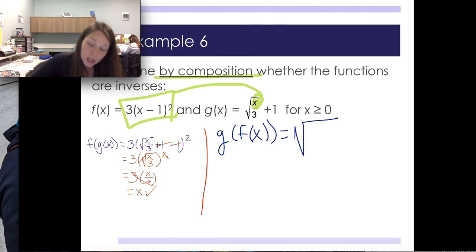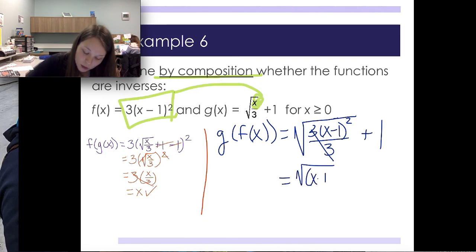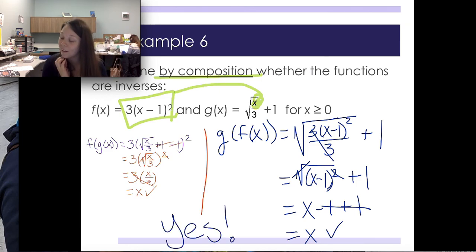So writing out function g, I have the square root, but instead of writing x, I'm going to substitute in function f. So 3 times (x minus 1) squared, finishing out writing function g, which is dividing by 3, and then plus 1. 3 divided by 3 cancels out, leaving me with the square root of (x minus 1) squared, and then plus 1. Squaring and square roots are inverses, so I have x minus 1 plus 1. Minus 1 plus 1 is 0, so I'm left with just x. So I can say, yes, they are inverses.